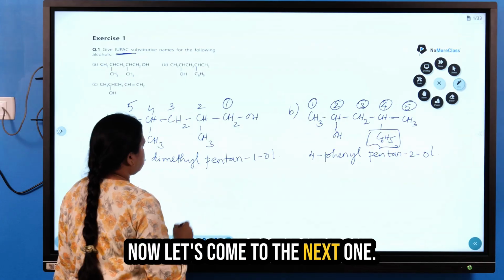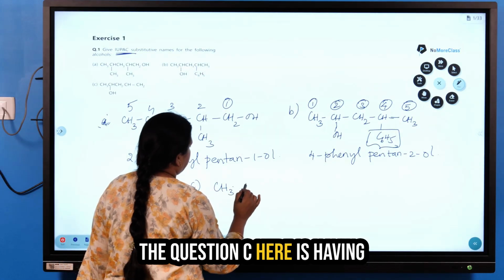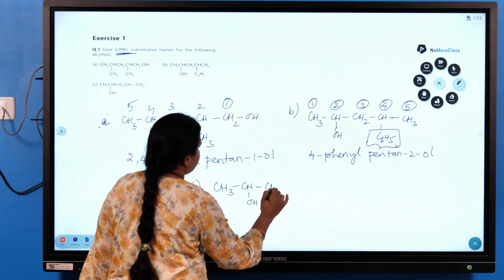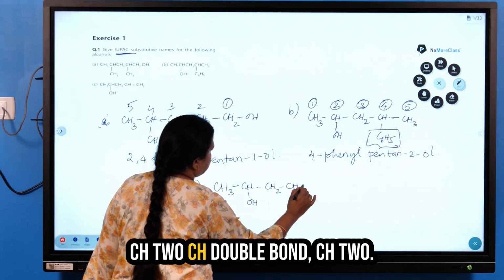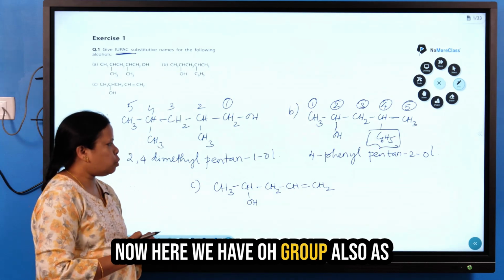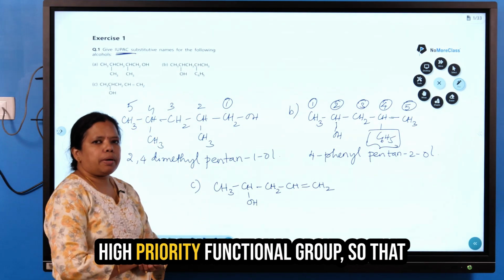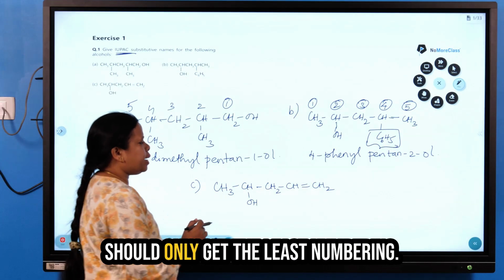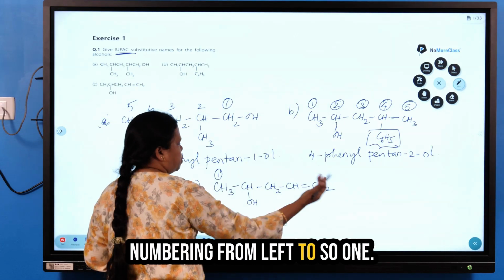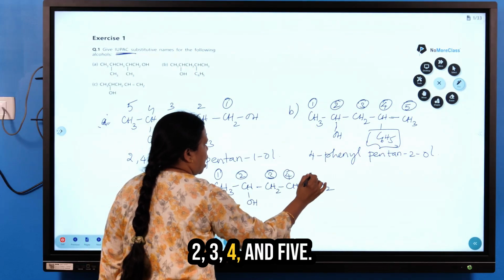Now let's come to the next one. The question C here is having a structure CH3CHOH, CH2, CH double bond CH2. Now here we have an OH group as well as a double bond, but OH is a high priority functional group, so that should get the least numbering. So what will we write? We will start numbering from left to right. So 1, 2, 3, 4 and 5.